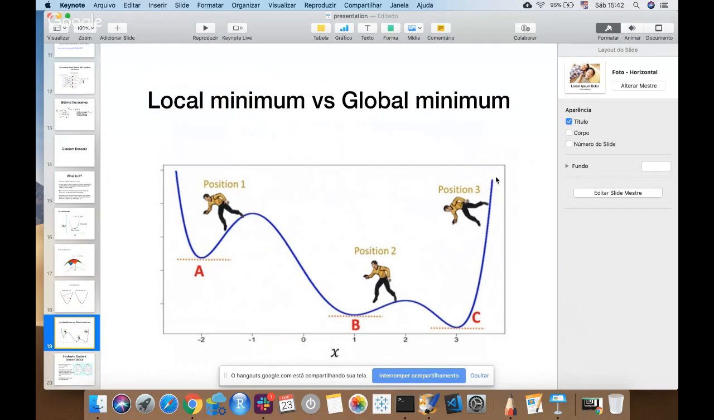Most of the time the local minimum will do just fine. Most of the time we actually want the local minimum, because the global minimum may signify that we are actually overfitting the model.